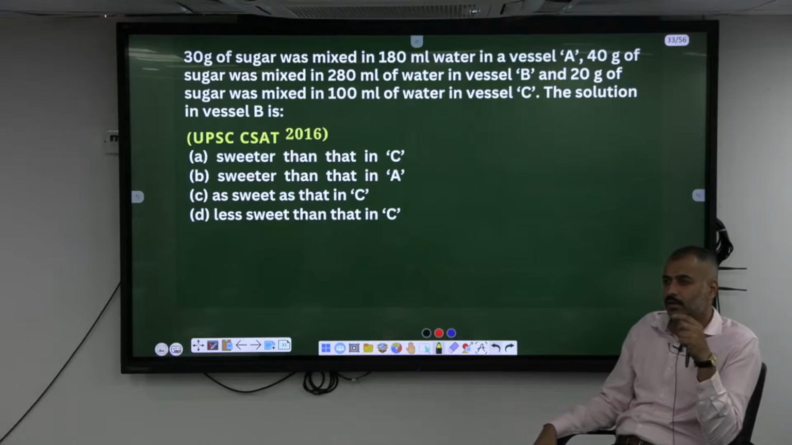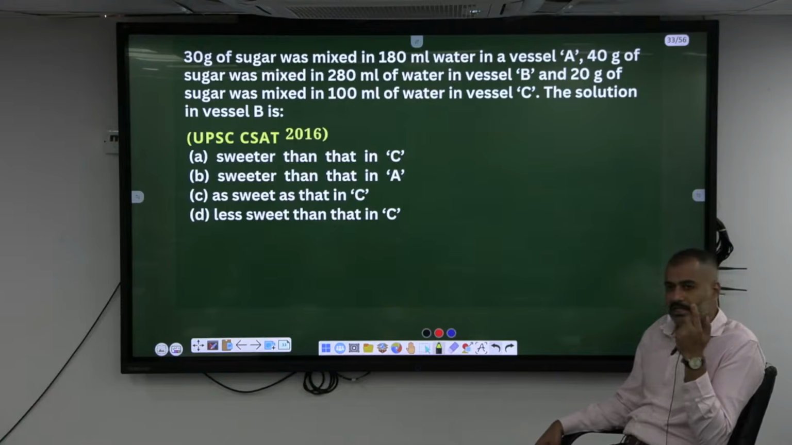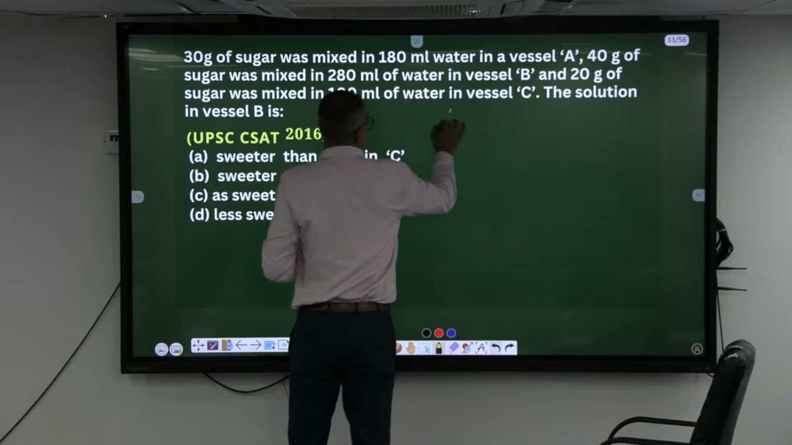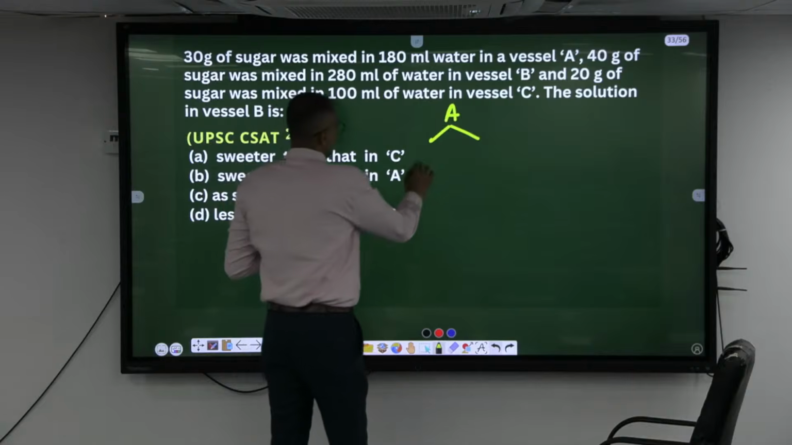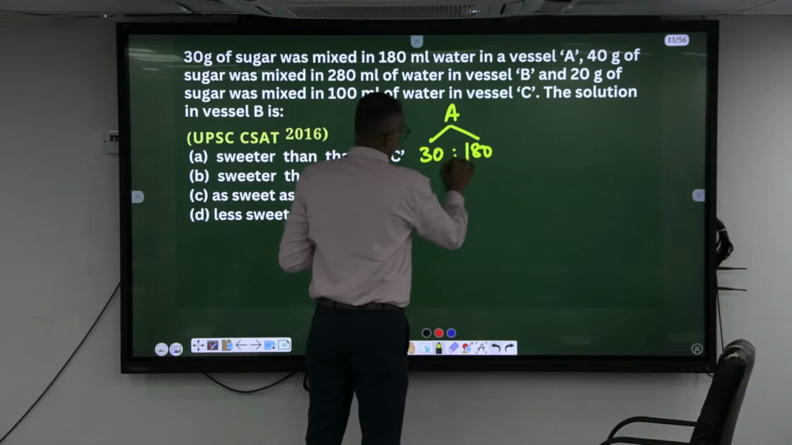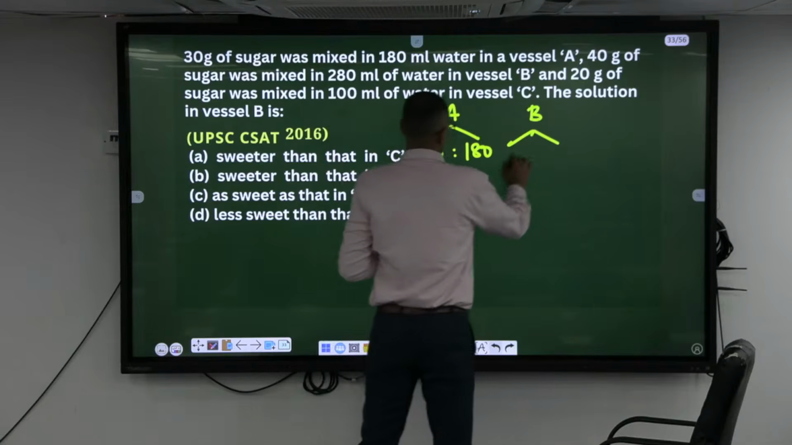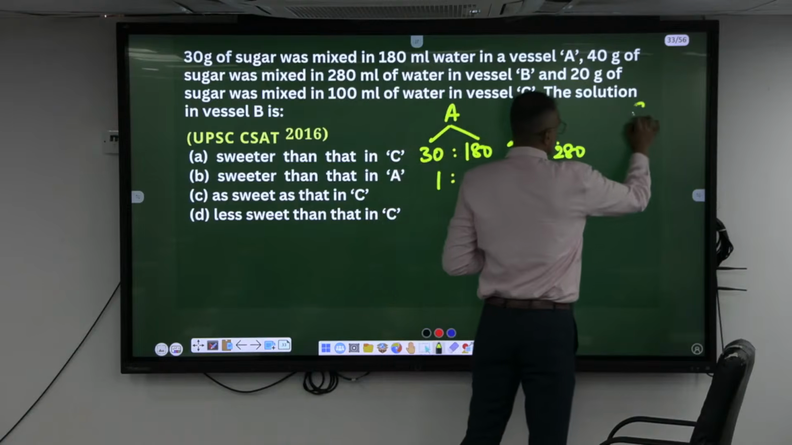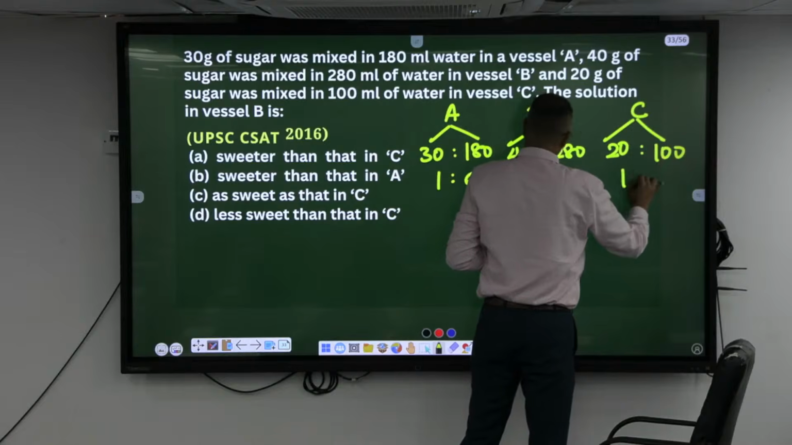Which one? D less sweet than, B is less sweet than C. Is it? What do we have in A? A ಏನೇನಿದೆ? 30 gram of sugar is added with 180 gram of water. 30 and 180. What is the ratio of 30 and 180? 1:6. What do you have in B? 40 grams and 280 grams. What is the ratio? 1:7. Okay, C. What do we have? 20 and 100 in the ratio 1:5.